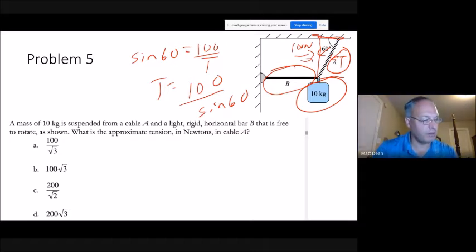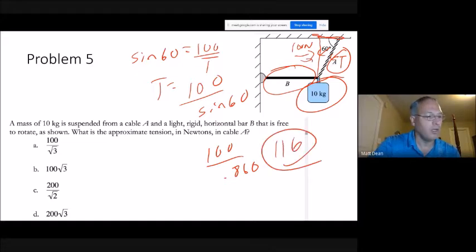And let's check that out. Sine of 60 is 0.866, 100 over 0.866. Let's solve that out. So that comes out to be about 116, 116.28 to be exact. So we need to figure out which one of these is 116.28. A couple of ways we can do that. Let's just go through and check them.